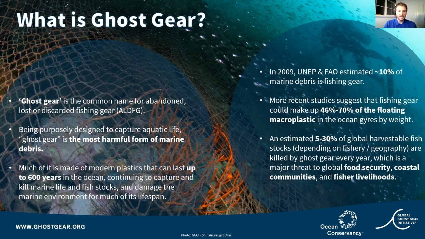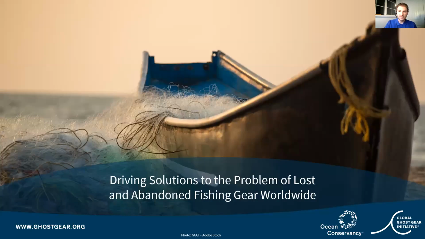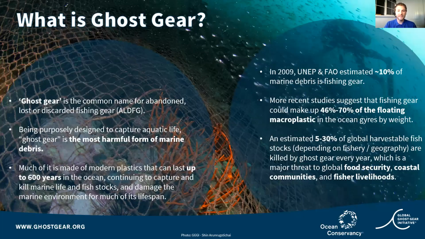So first of all, what is ghost gear? It's a common name for abandoned, lost, discarded fishing gear. It's been mentioned here. It is, apologies, the most harmful form of plastic pound for pound when it comes to marine debris and interactions with marine life. There are disparate estimates of how much actually ends up in the ocean every year. One study from 2009 suggested about 10% of marine debris ends up being lost in the ocean every year just due to regular fishing practices and some disposal as well. More recent studies suggest 46 to 70% of the floating macroplastic in the ocean gyres may be lost gear. And it can affect up to 5 to 30% of global harvestable fish stocks, which affects communities, affects fisher livelihoods, affects everybody.